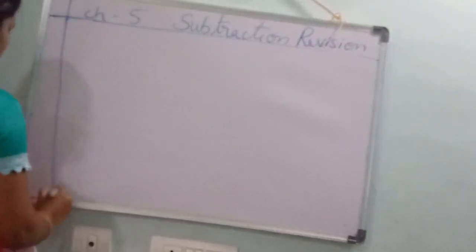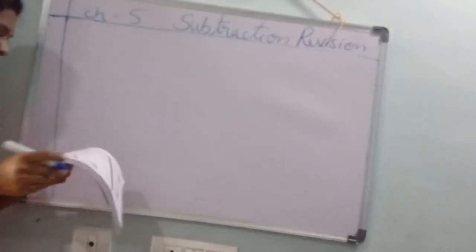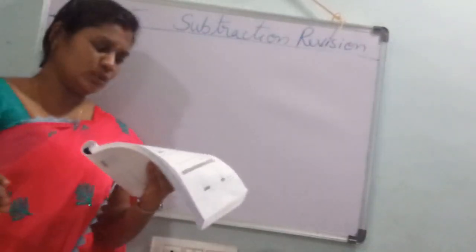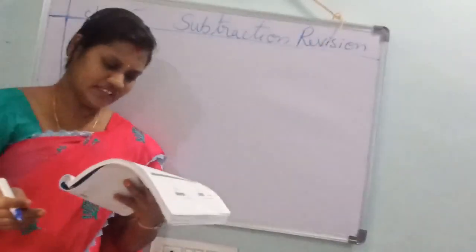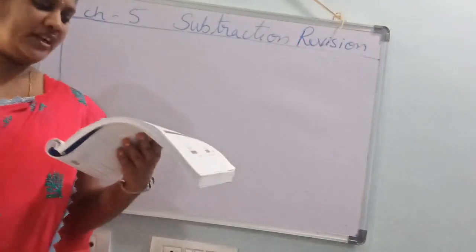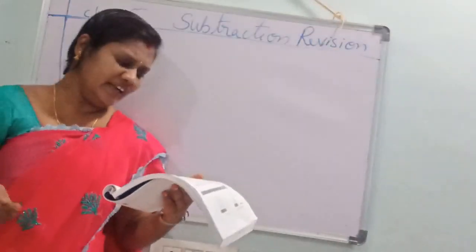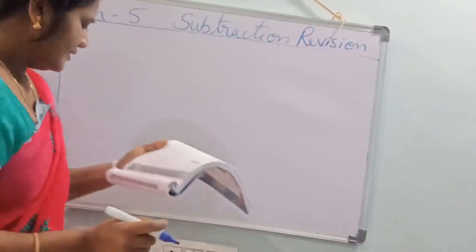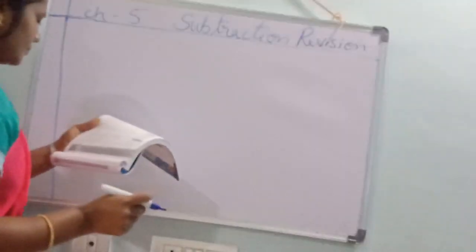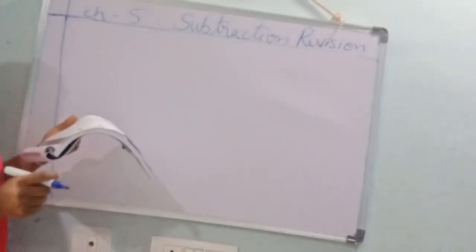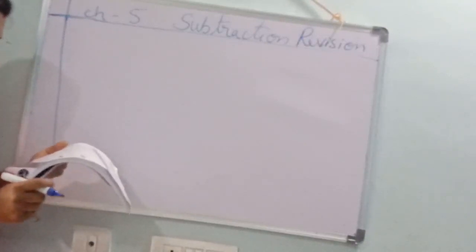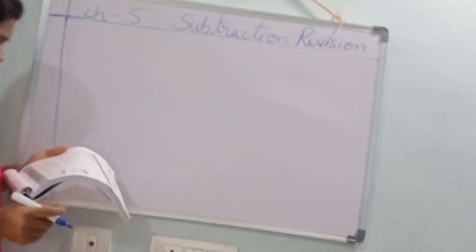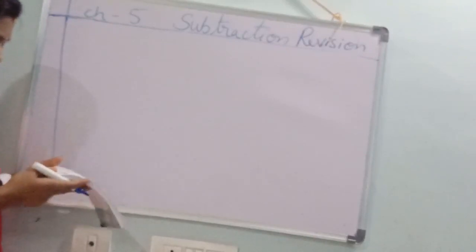Next, what is that question? A tailor had 854 dresses to stitch, out of which he stitched 243 dresses. How many dresses remain to be stitched? See, the tailor had 854 dresses to stitch, ma. Okay, out of which he stitched 243 dresses. How many dresses remain to be stitched?